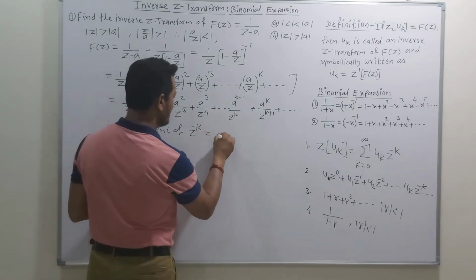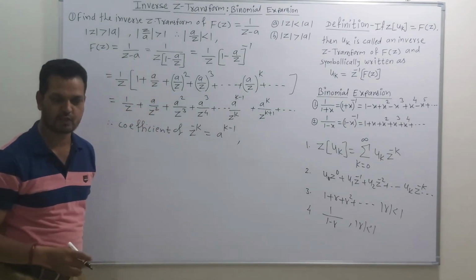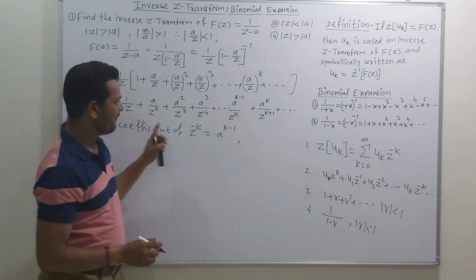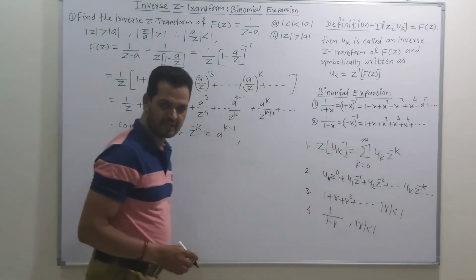So this coefficient is a raised to k minus 1. So this is the value of a raised to k minus 1. Now find the condition on k. That means how this k goes for this summation.